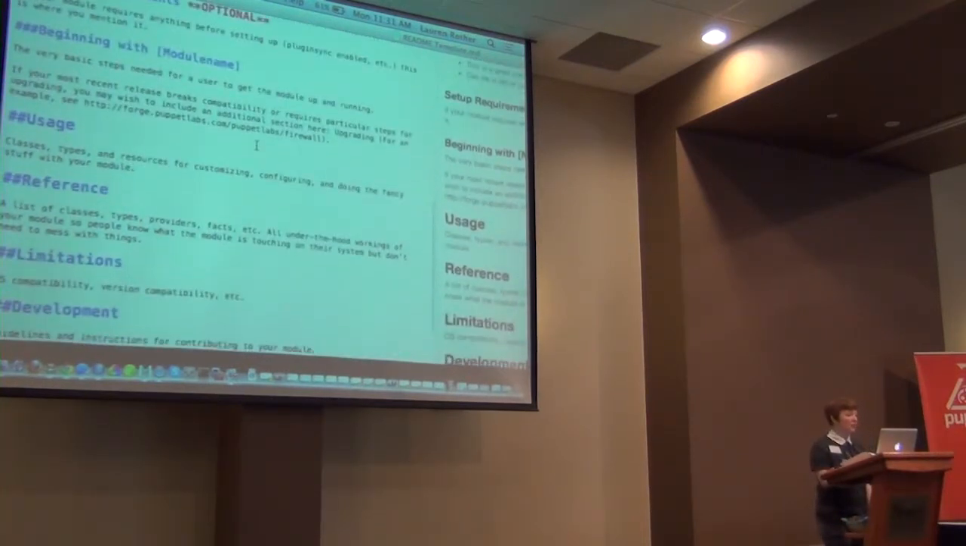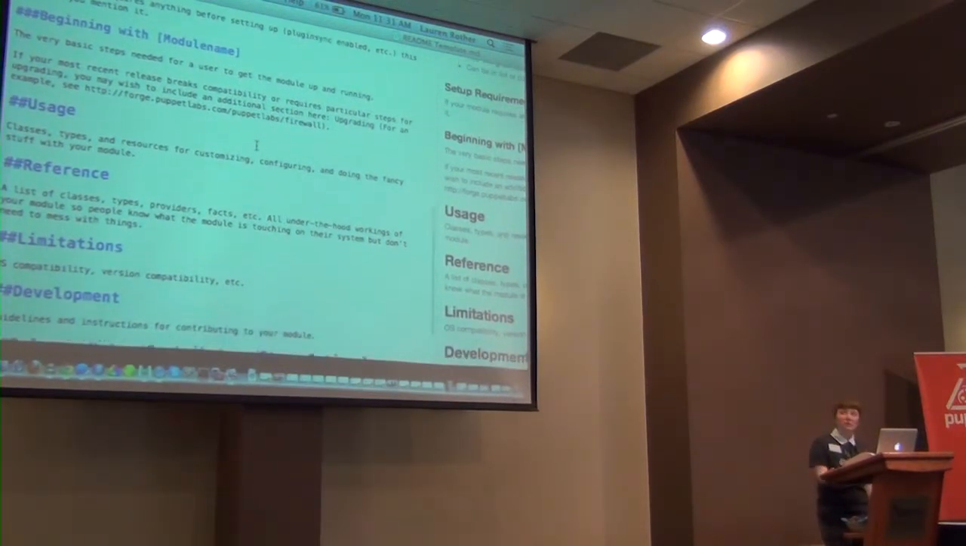And then the beginning with whatever your module is. These are the very basic steps. Sometimes it's literally just include the class. And other times you need to do a few tweaks before it will actually be usable on your system. And then usage is the fancy stuff. How do you configure it? If I don't want to use the defaults, how do I switch them? What are my options?